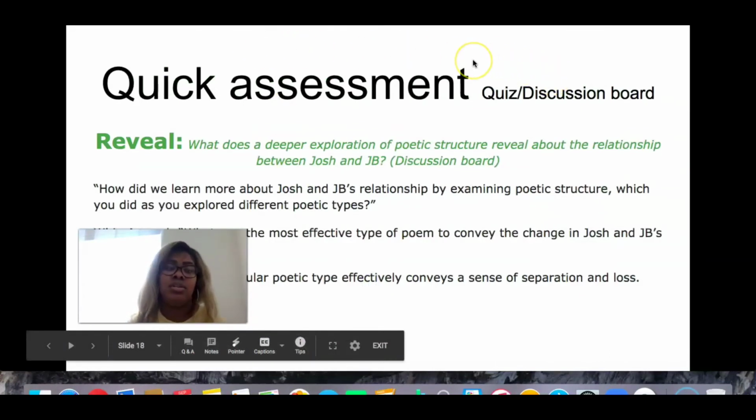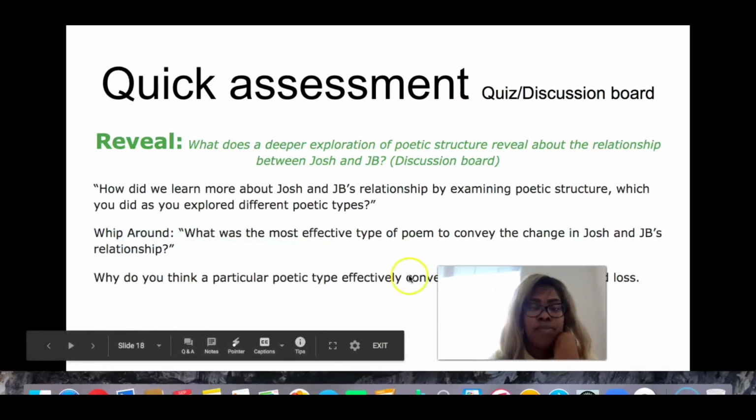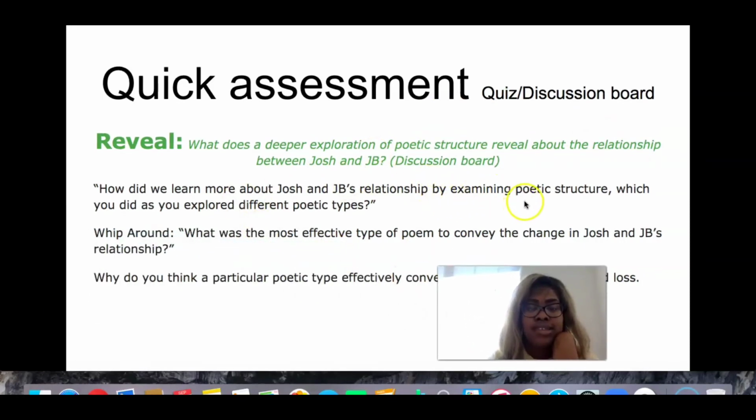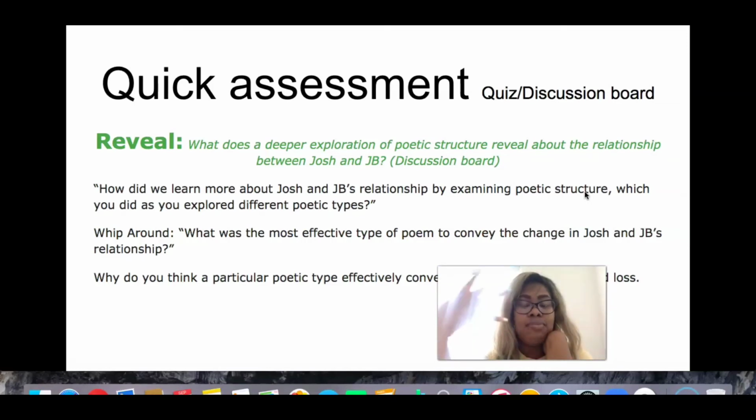Quick assessment. I now want you guys to answer our content framing question. What does a deeper exploration of poetic structure reveal about the relationship between Josh and JB? How did we learn more about Josh and JB's relationship by examining poetic structure? Remember, we read one of them up and down and some straight across, and they both had different meanings, and they both showed us more about Josh and JB's relationship with one another.